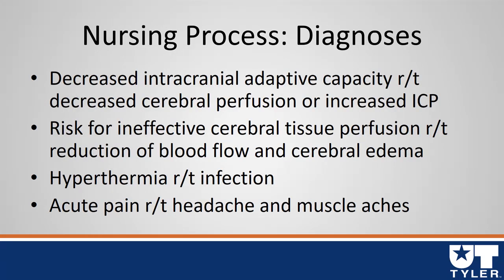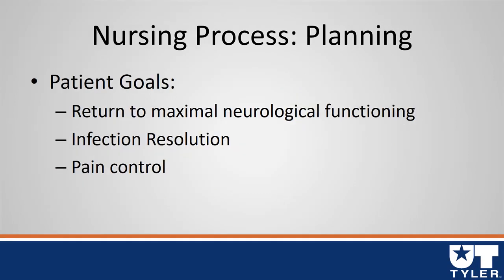There's some possible nursing diagnoses for the patient with bacterial meningitis. Notice again that cerebral perfusion, increased ICP, and cerebral edema are common problems. Also, we want to look at temperature. There may be hyperthermia related to infection, and the patient may have acute pain related to headache or muscle aches. Our goals for the patient is to resume maximal neurological functioning. We want the infection to resolve and the pain to be under control.